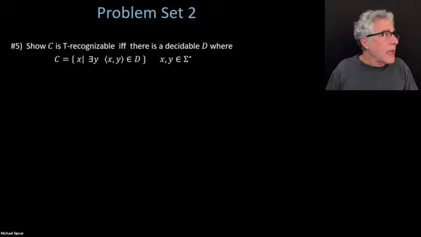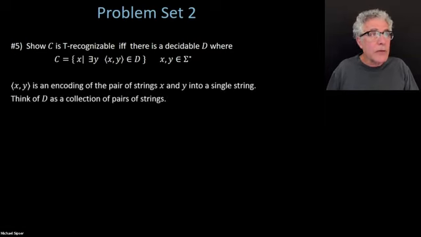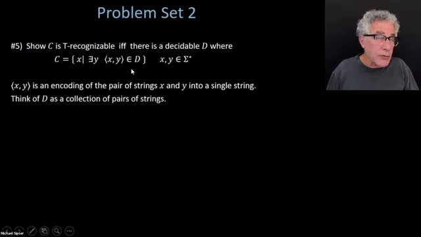Okay. I wanted to spend a few minutes talking about problem set 2, but we're a little bit running out of time here. In particular, there was problem number 5, where you show that a language C is Turing recognizable if and only if there's a decidable D, where D is now a collection of pairs. We got some questions about the notation, which I've hopefully answered now. So C is a set of X's such that there exists a string Y you can pair it with so that the string XY is in D.